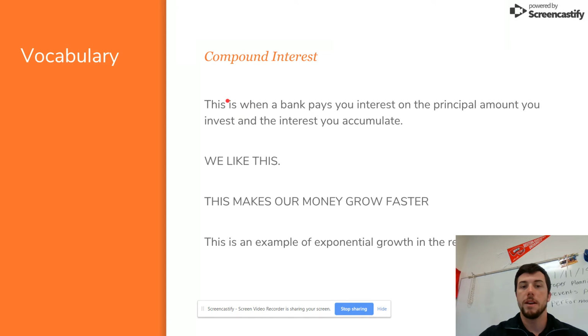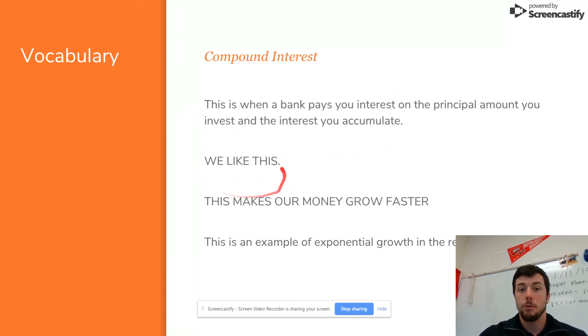So let's look right here at the definition. This is when a bank pays you interest on the principal amount that you invest and the interest that you accumulate. A lot of times when you invest money, they only pay you interest on the principal, on the original amount that you invested. That's not the case for compound interest. They're actually giving you money for both the principal amount and the interest that you accumulate. So you're double earning money.